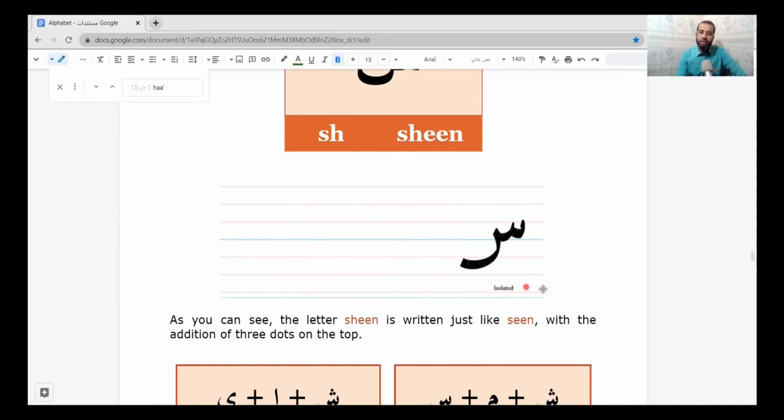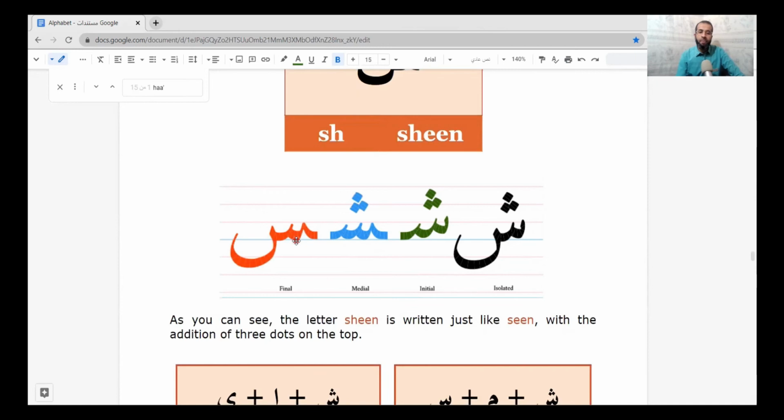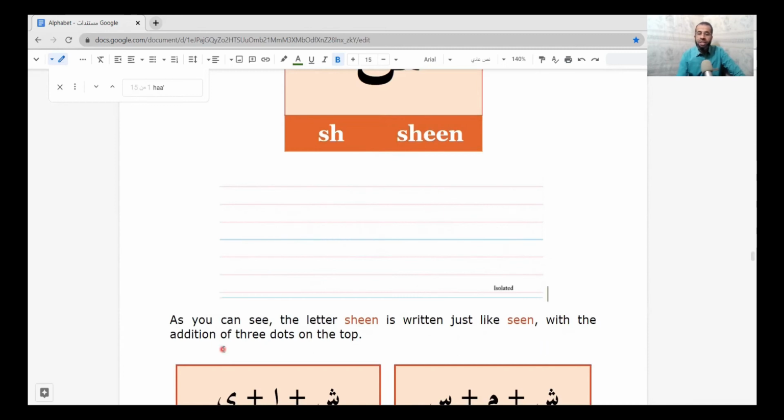When it is isolated, like the seen plus three dots above. And the three dots are written like this. When it is in the beginning, like this. When it is in the middle, it's joined from right and from left. And when it is at the end, like this. So as you can see, the letter sheen is written just like seen, with the addition of three dots on the top.